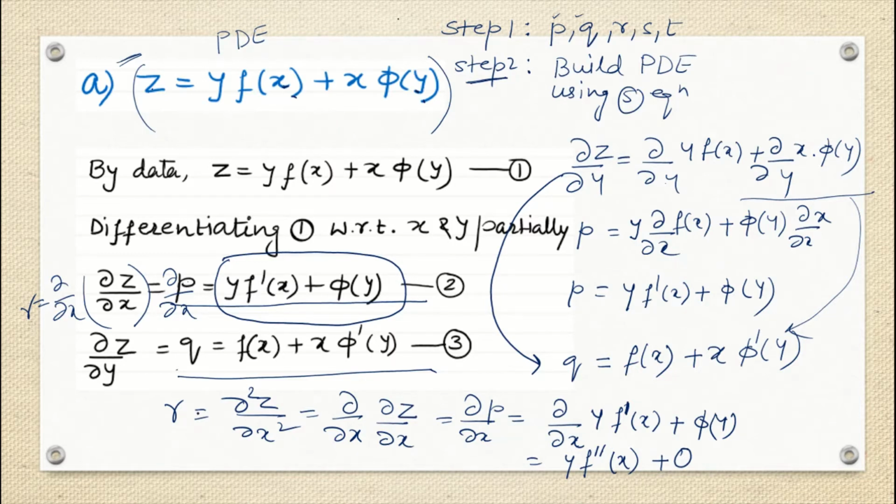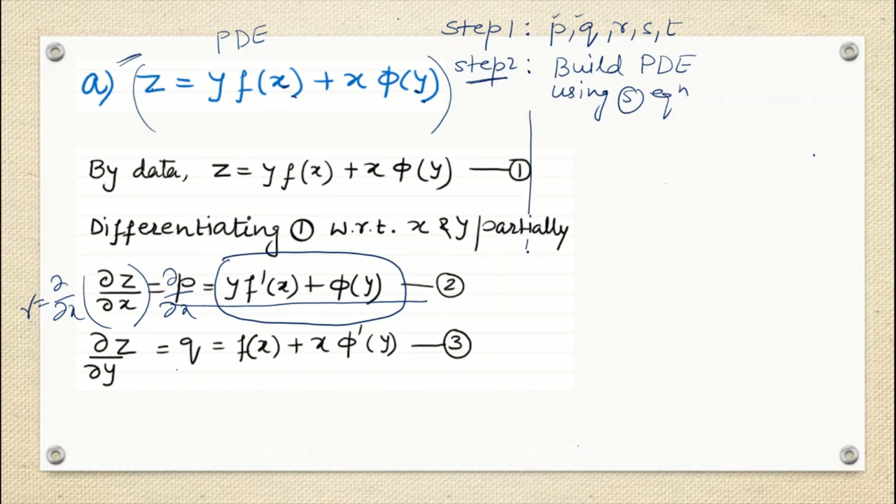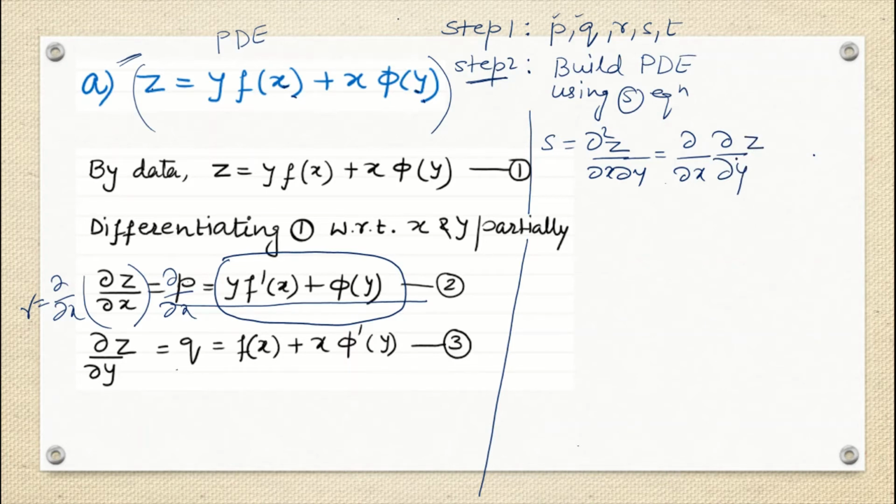Okay, now I'm going to find s. Fine. So what is s? S is del 2z by del x del y. That means this is del by del x of del by del y of z. Okay, that means first you have to know what your del by del y of z is. So here you write x first, y you write later on, but you have to first consider del by del y of z. So del by del y of z is actually my q. So I am going to write here del by del x of del by del y of z.